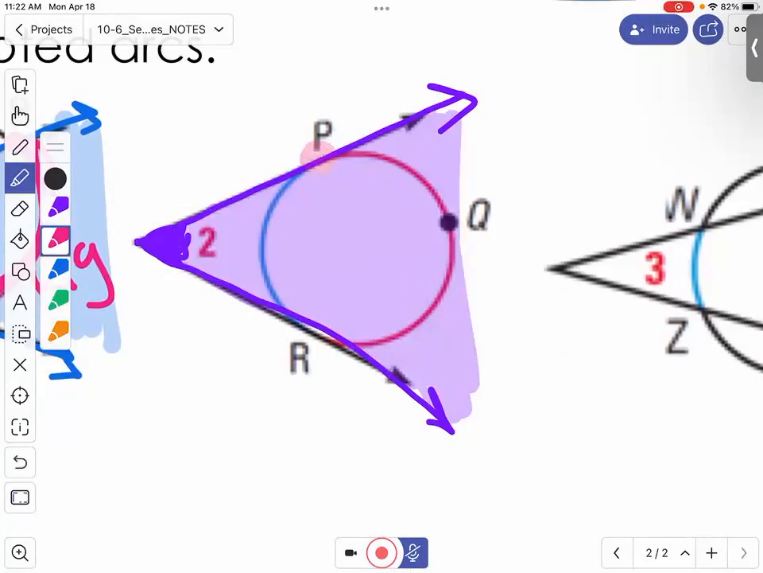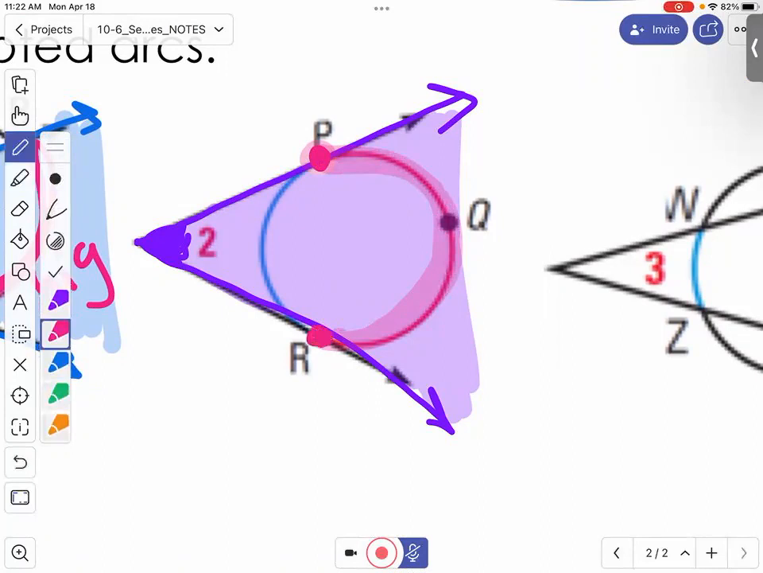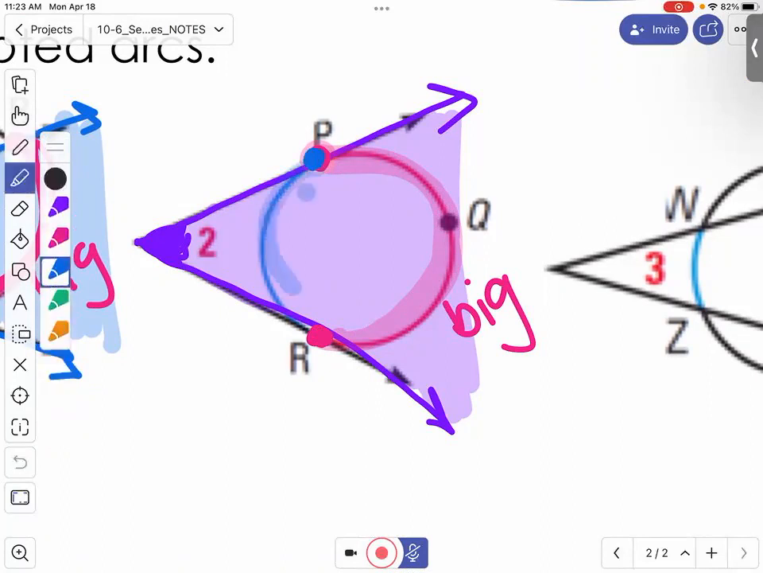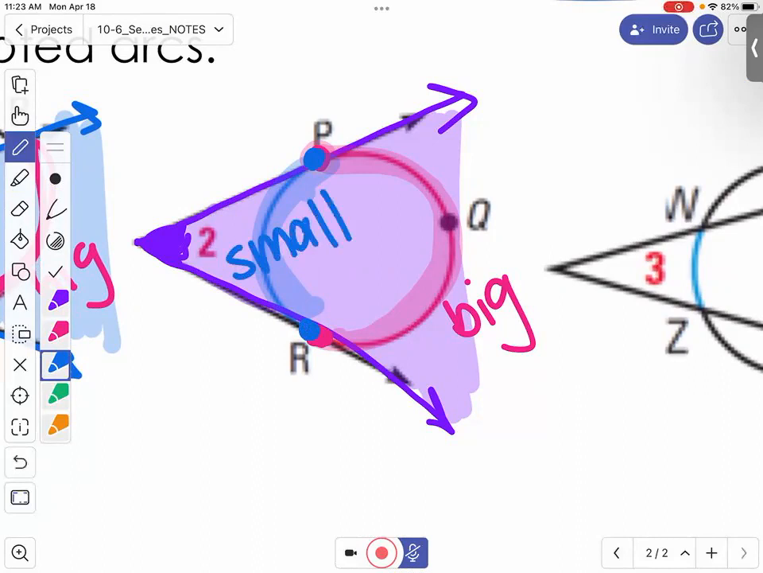So 1 point of tangency is at P. Well, from P over to my other point of tangency R, there's my bigger arc. And same thing starting from point P and going around to R, there is my small one. Because again, R is a point of tangency. So there's my small arc. So even if we're using the whole circle, I still get a big arc, which is a major arc, and a smaller one, a minor.